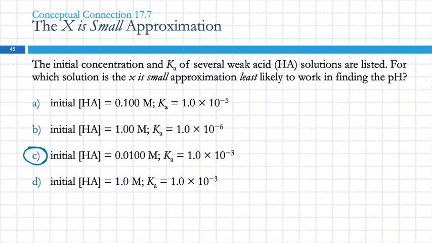Well, if we want x is small to work, then we want a small Ka and a large concentration. That is when it's most likely to work. So for least likely to work, we're looking for the opposite. We're looking for a large Ka. So both C and D have larger Kas than A and B. And we're looking for an initial concentration that is smaller rather than larger.